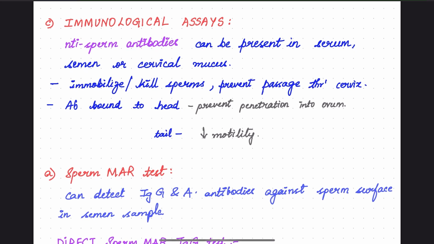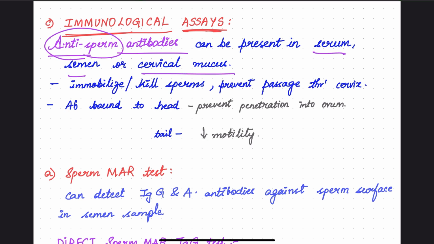Coming after the physical exam, we have done with physical examination and also microscopic. Thirdly, immunological assay. Immunological means studying the antibody or antigens, antibodies. You must have heard about anti-sperm antibodies. That is, the human body itself produces antibodies against its own self, antibodies against the self sperms. These can be present in the serum, semen, or cervical mucus. Antibodies are produced against the sperms.